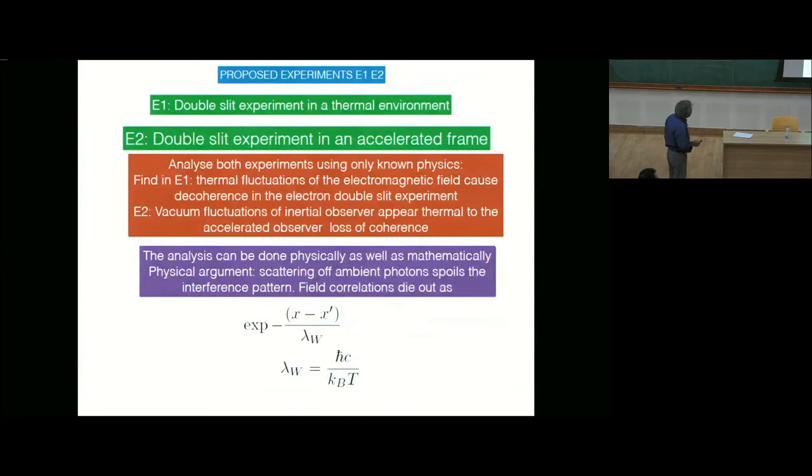Now, another way of saying the same thing is that if I look at the thermal electromagnetic field, all correlators have a kind of dependence which looks like this. If I take 2 points, x and x prime, and take the electric field correlation, for example, it decays as e to the x minus x prime upon the Wien wavelength, which is given by this formula. So what that means is that if the temperature is very low, the Wien wavelength is very large, and the same fluctuations appear on top of both the slits, and there's no destruction of the interference pattern. On the other hand, if the Wien wavelength is small, I get different and independent fluctuations over the two slits, and that's what destroys the interference pattern.